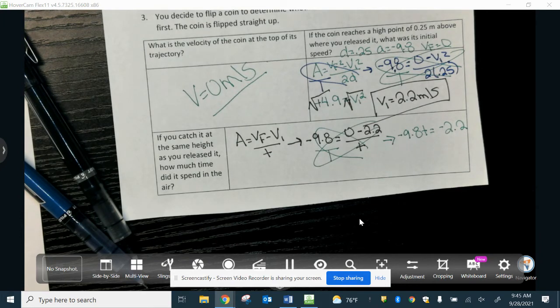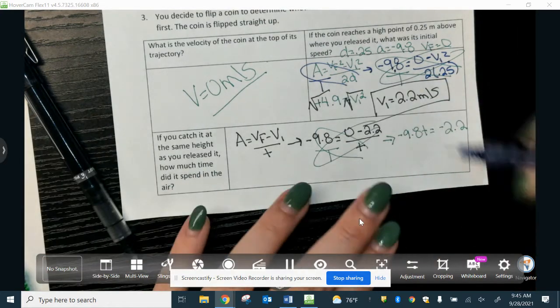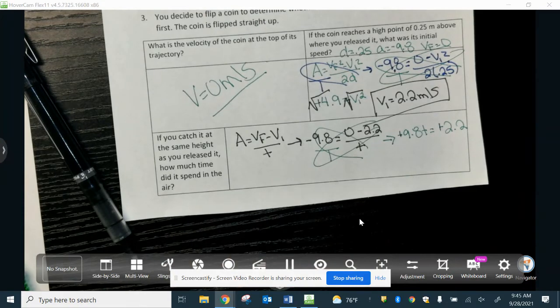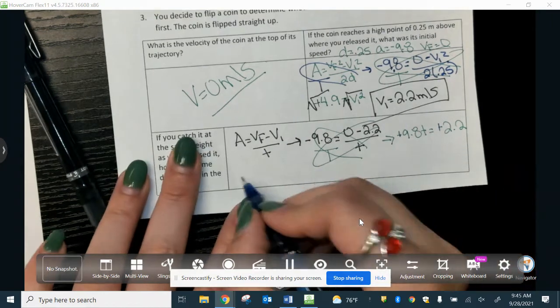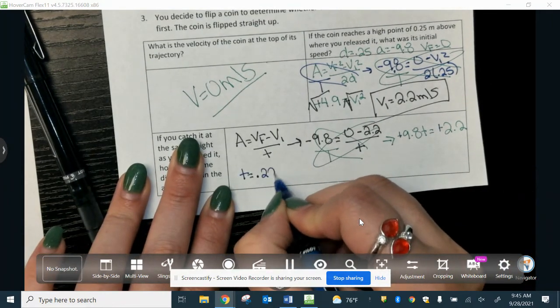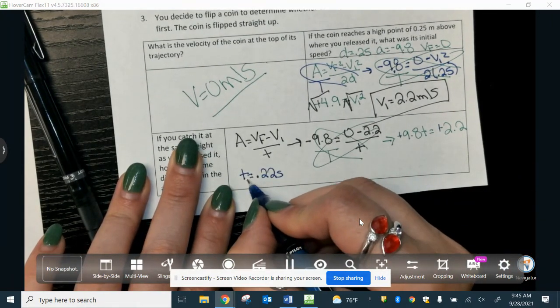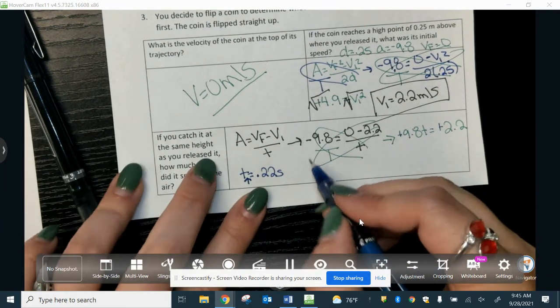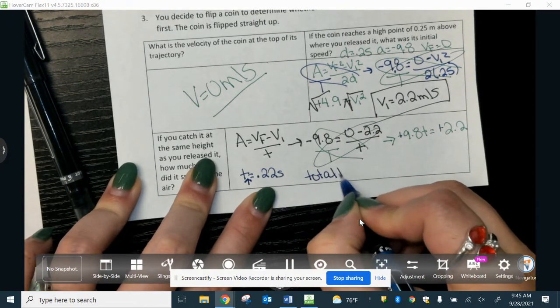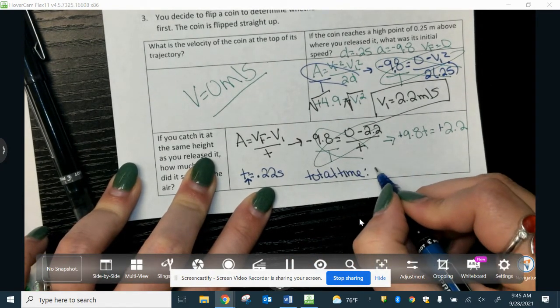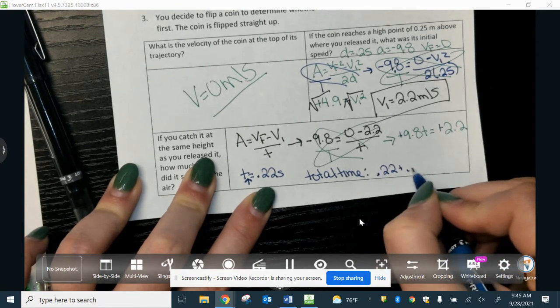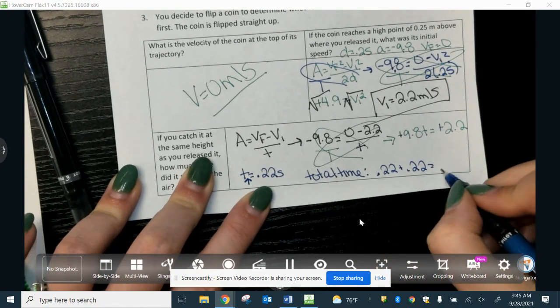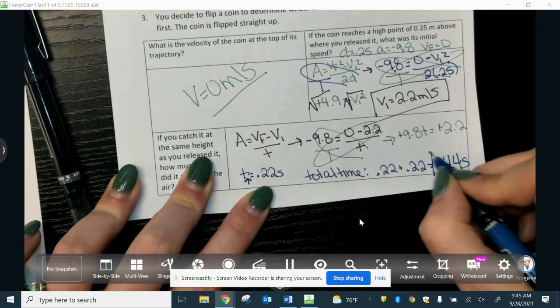So negative 9.8t equals negative 2.2. My negatives can cancel out and become positive. I'm going to divide both sides by 9.8 to give me t is equal to 0.22 seconds. Remember, that's really t up. I need total time. That would be 0.22 plus 0.22, which is equal to 0.44 seconds.